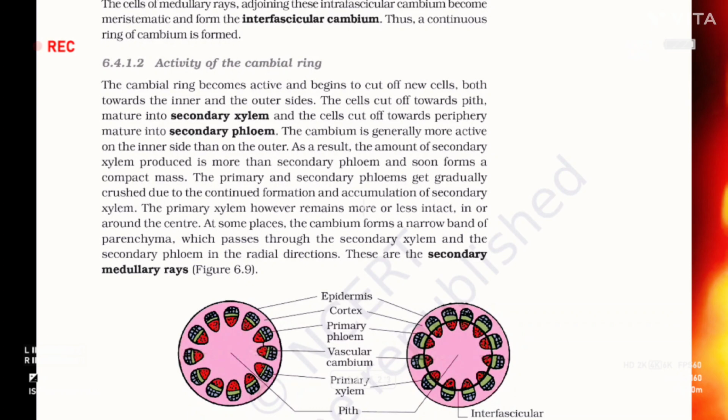The primary and secondary phloem get gradually crushed due to the continued formation and accumulation of secondary xylem. The primary xylem, however, remains more or less intact in or around the center. At some places, the cambium forms a narrow band of parenchyma, which passes through the secondary xylem and the secondary phloem in the radial direction. These are the secondary medullary rays.